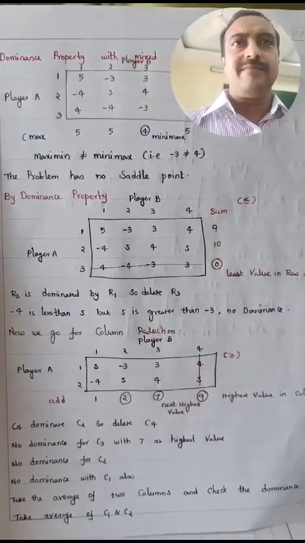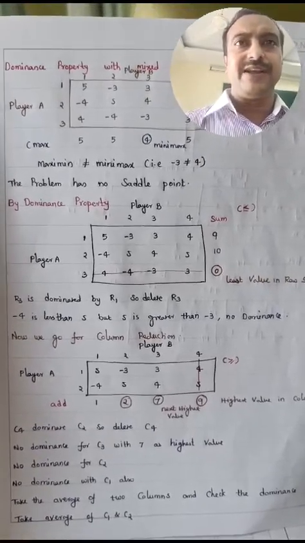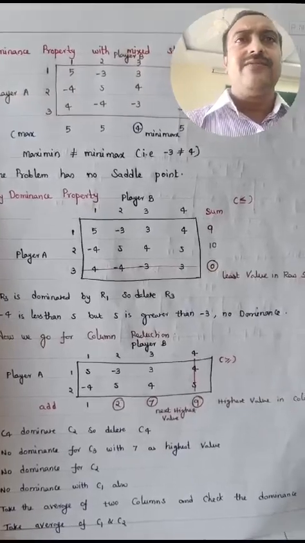Consider a game with a mixed strategy by dominance property. Here player A has 3 strategies and player B has 4 strategies.